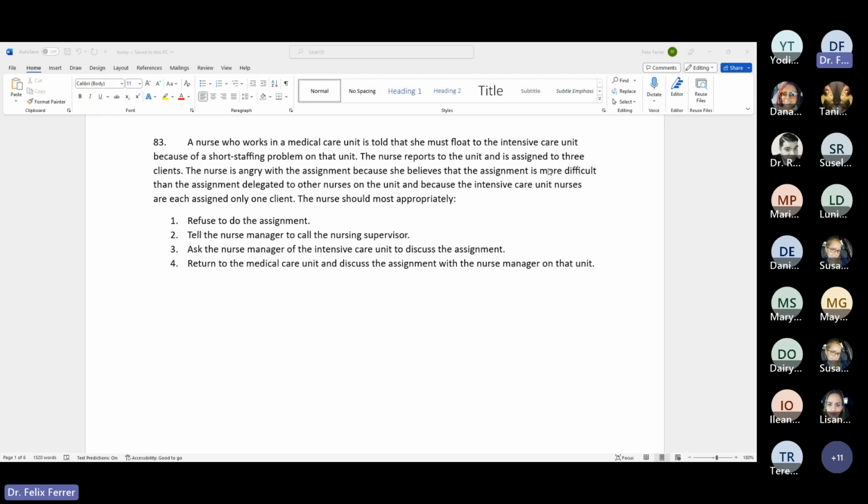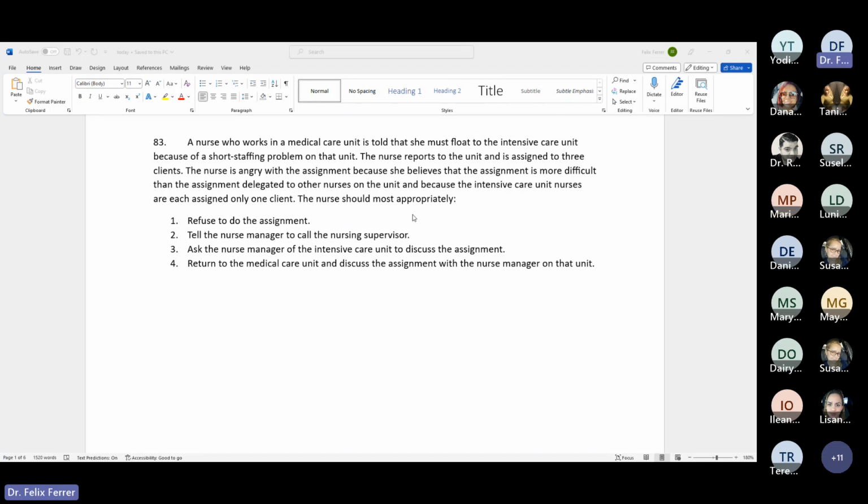The nurse reports to the unit and is assigned 3 clients. The nurse is angry with the assignment because she believes that assignment is more difficult than the assignments delegated to all the other nurses in the unit. Because intensive care unit nurses, what should the nurse choose to do most appropriately?